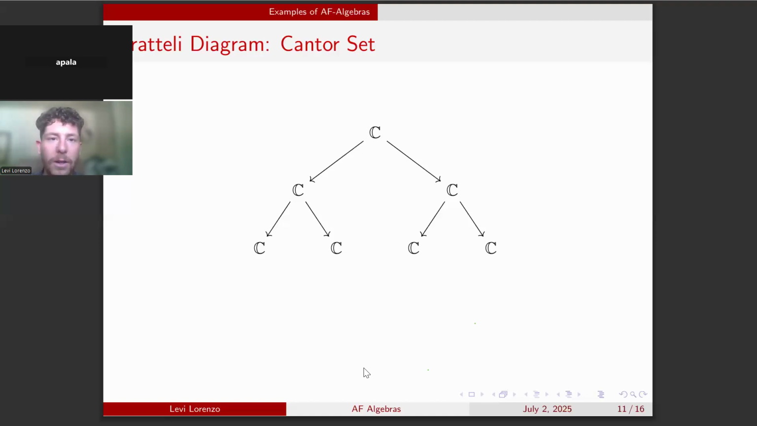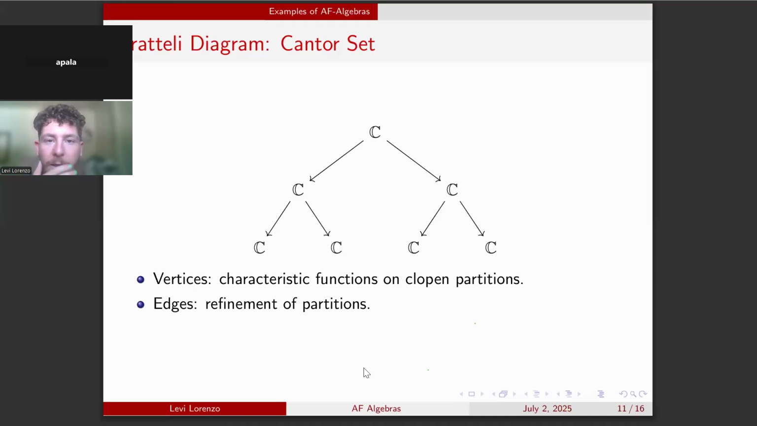By the way, the reason this C-star algebra is commutative is that the complex numbers are the only matrix algebra that is commutative, and there's a complex number at each stage, so you end up with a commutative C-star algebra. But most of the time, we're going to end up with matrices of different levels. Looking at this, the vertices are the characteristic functions on the clopen partitions, and the edges between them are just refinement of the partition. You take a partition and split it in two for the next level, and that's what's encoded in this Bratteli diagram.